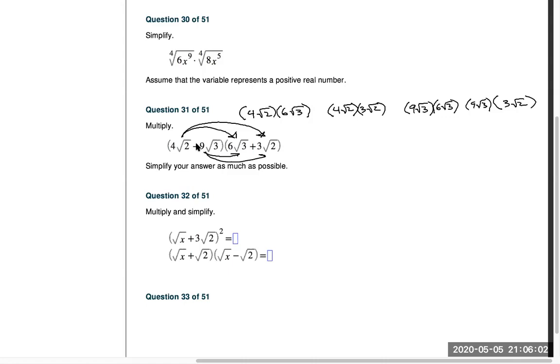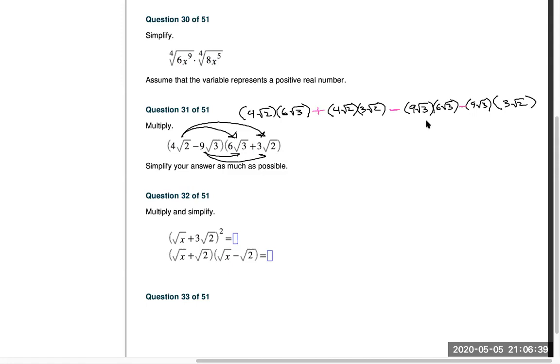Note I left the sign off for the 9 root 3. Essentially, the first term is a positive times a positive, so it comes out positive. The second term is positive times positive, so we put an add sign in the front. The third term is a negative times a positive, so this becomes a negative. The last term, negative times positive, becomes negative.